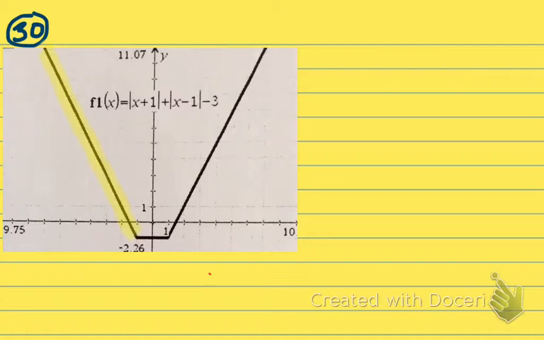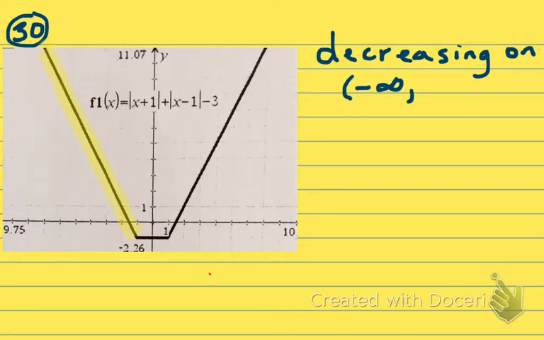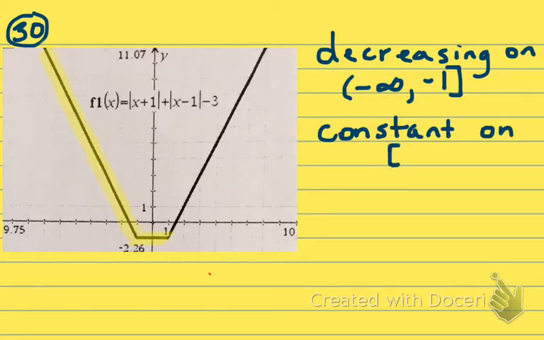So that would be decreasing on negative infinity to -1. And then once I get to -1, as I travel along the graph, I'm going in a horizontal path. In other words, I'm neither going up or down, so that would be constant. Anytime you're traveling in a horizontal path, that's constant. So this would be constant on -1 to +1.